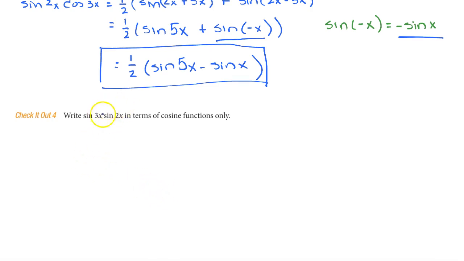All right, so I'd like you guys to try sine of 3x times sine of 2x and write it in terms of cosine functions only. So in this case, we've got sine of A, sine of B, and you're going to make A equal to 3x and B equal to 2x, and you've got sine and sine. So go take a look at the products to sums and try this one. And why don't you pause it here?